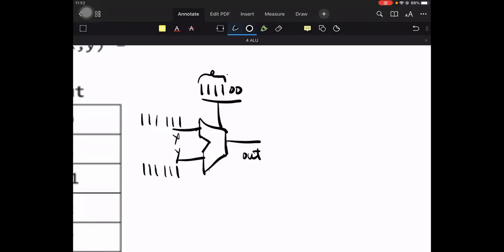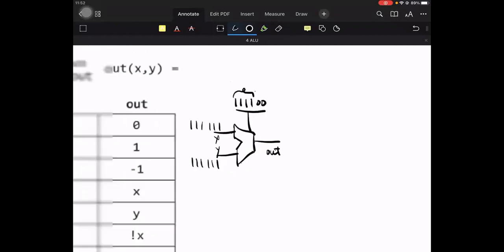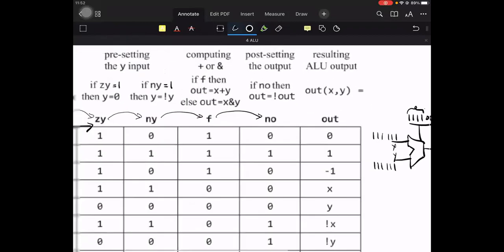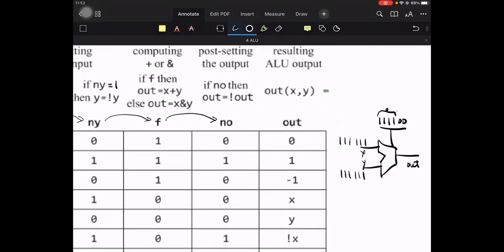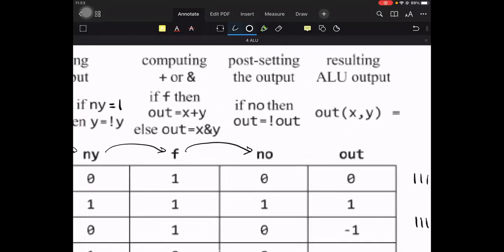That's it. There's no output yet. It only converts the inputs so far. After presetting X and Y, we look at the fifth column, F: computing either a sum or an AND function.